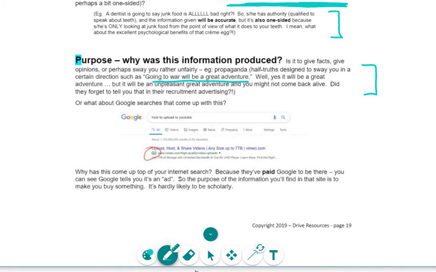So it's absolute propaganda. So are you getting the full picture, or has it been produced to give you only part of the picture? If it's trying to persuade you to do something, then it's not going to be a decent resource. It won't pass the CRAP test. Same as if it's an ad. These guys pay to come up first on the Google searches, so be careful.